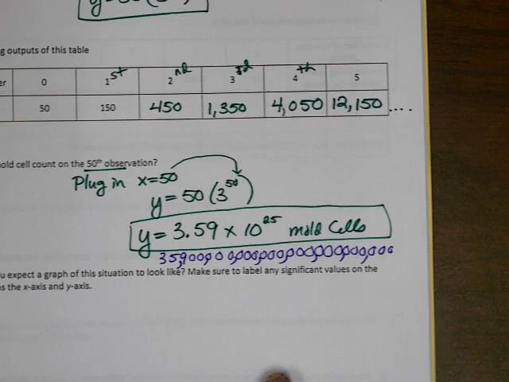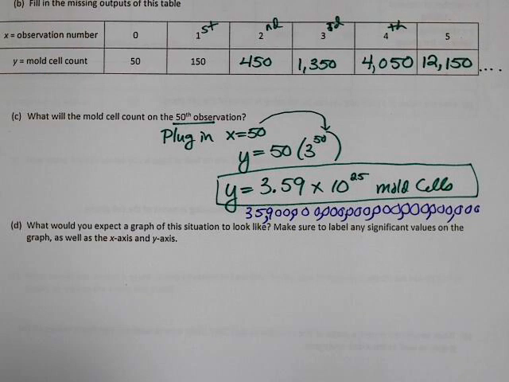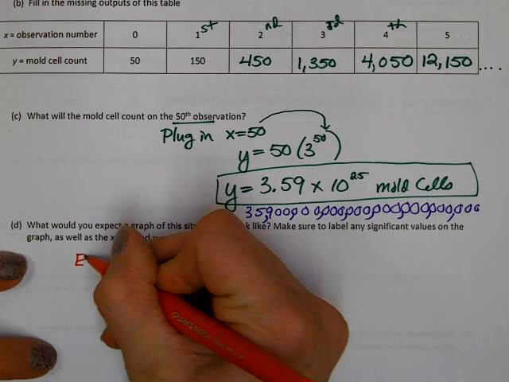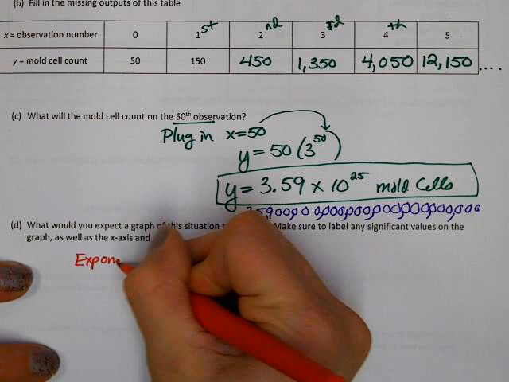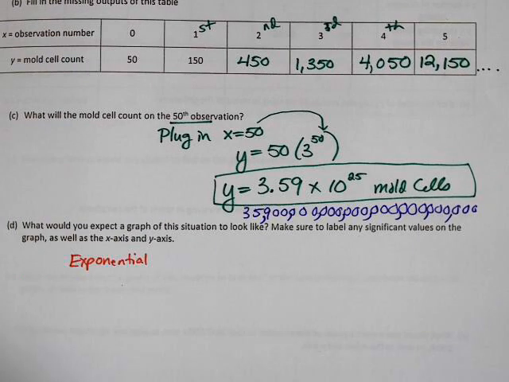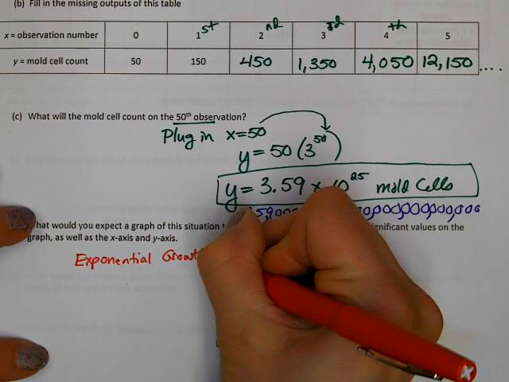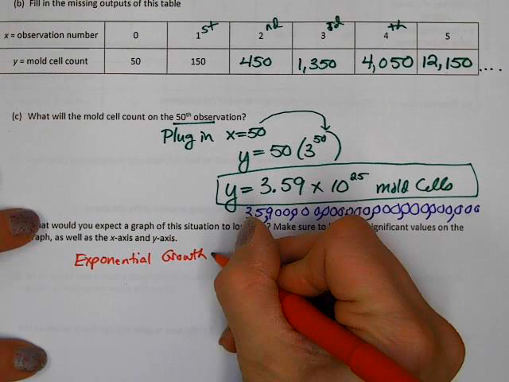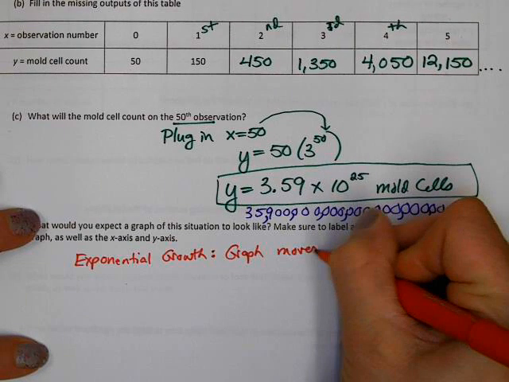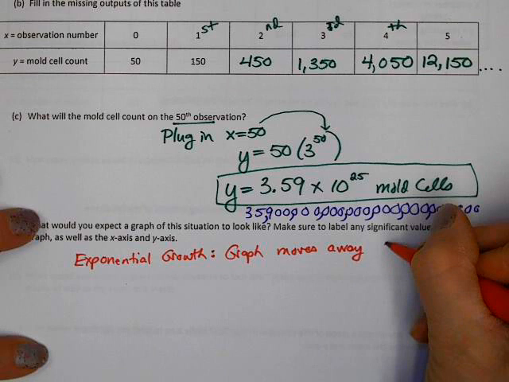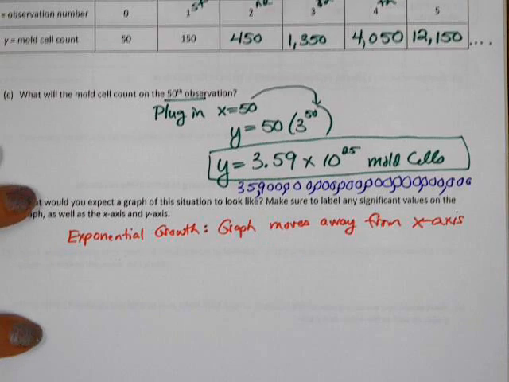Okay. What would you expect a graph of this situation to look like? Okay, since this is exponential, do you think that we should say the word exponential growth, or should we say decay? Let's say growth for sure. Exponential growth. Okay, and for exponential growth, the graph moves away from the x-axis.